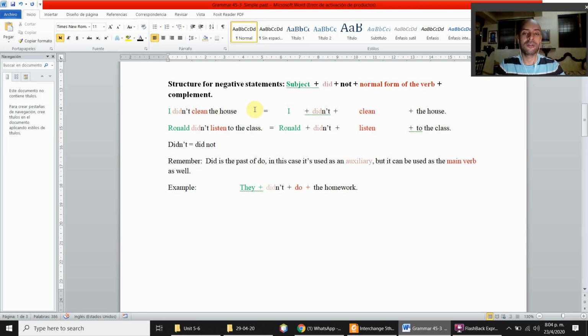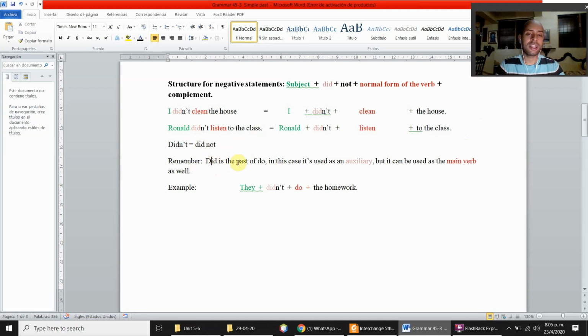I didn't clean the house. I did, this auxiliary, nt representing not, clean the normal form of the verb plus the house, the complement. Ronald didn't listen to the class. Again, that's Ronald, auxiliary did, nt representing not, listen to the class, the complement. Remember that didn't is the same as did not. Didn't is the contraction of did not.